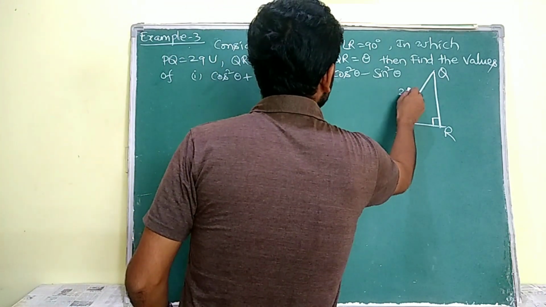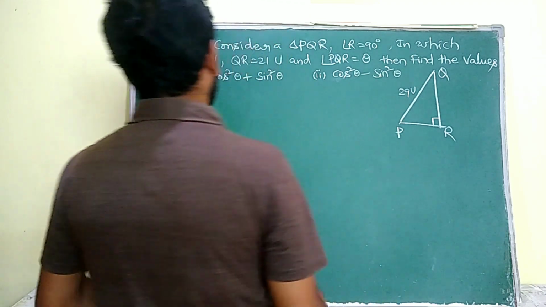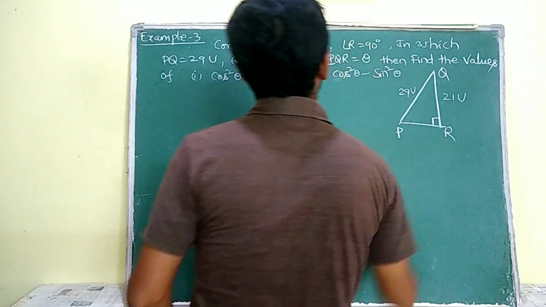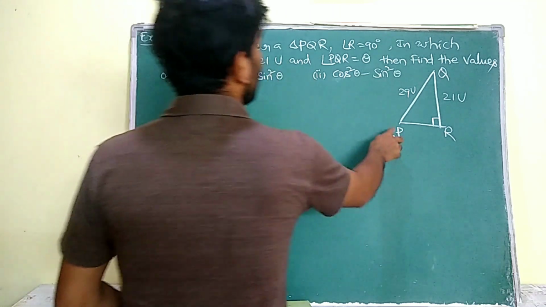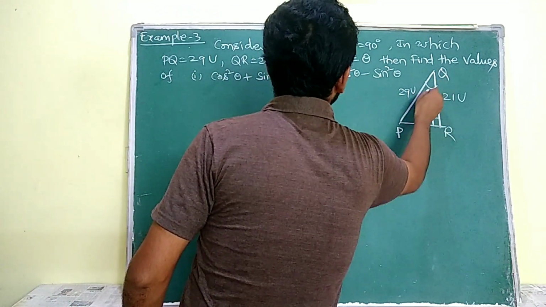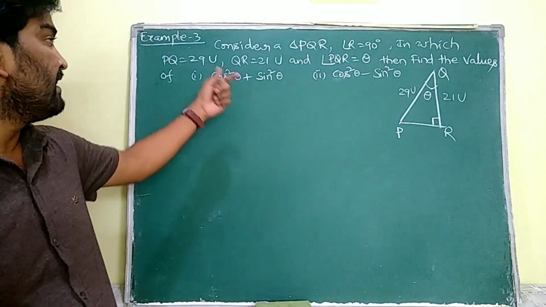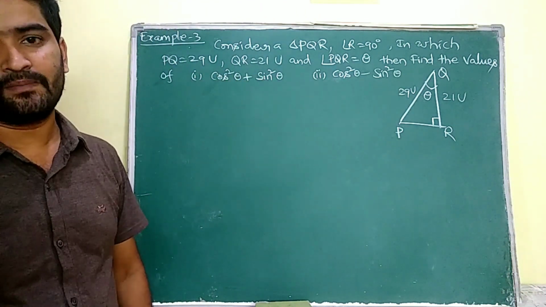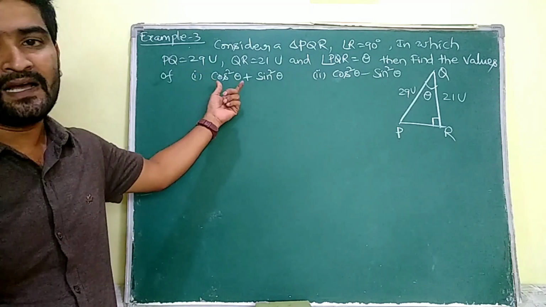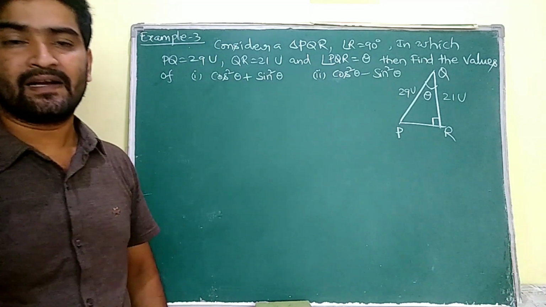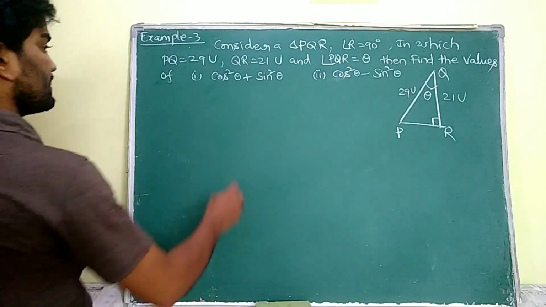Now, PQ is given as 29 units. And QR is given as 21 units. And this angle PQR is given as theta. Now, he asks you to find cos square theta plus sin square theta. Before going to calculate these values, firstly find the unknown side in the given triangle by using Pythagoras theorem.